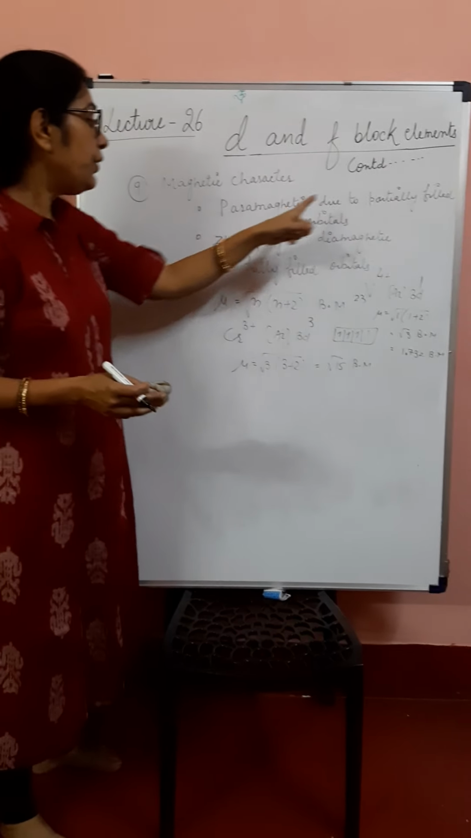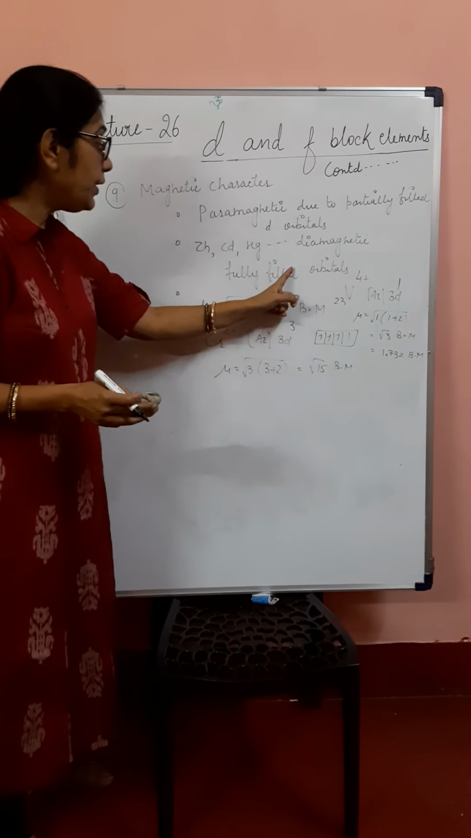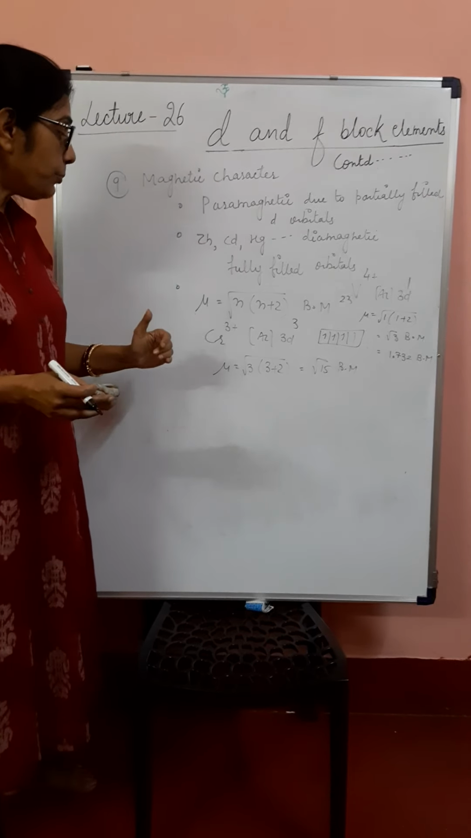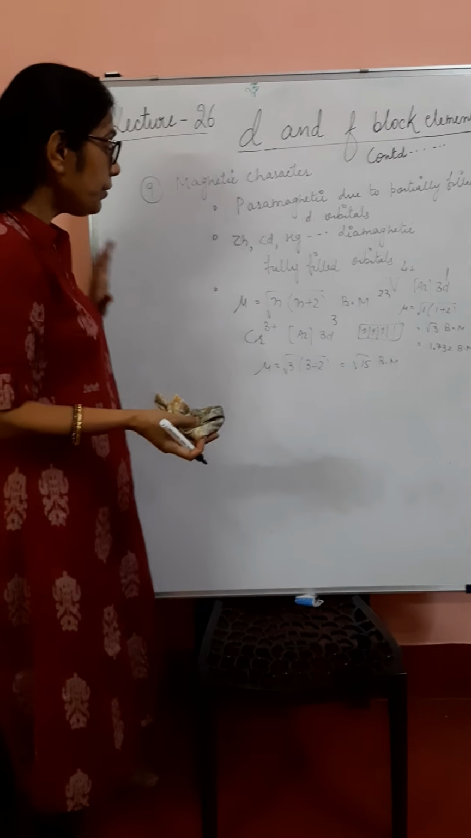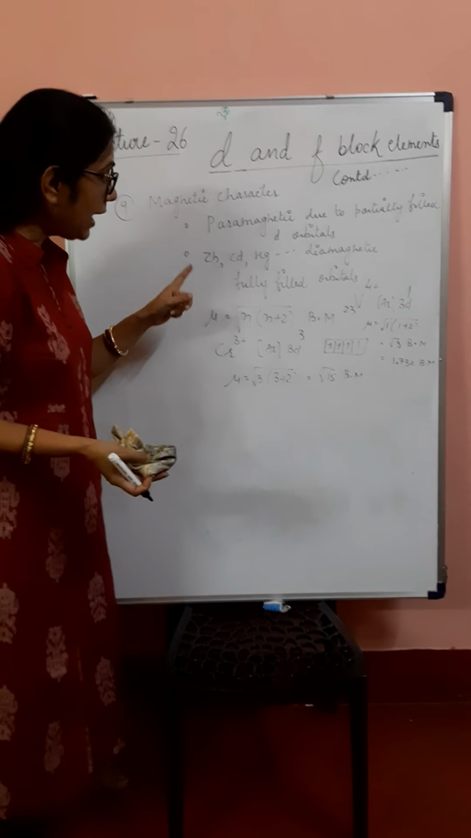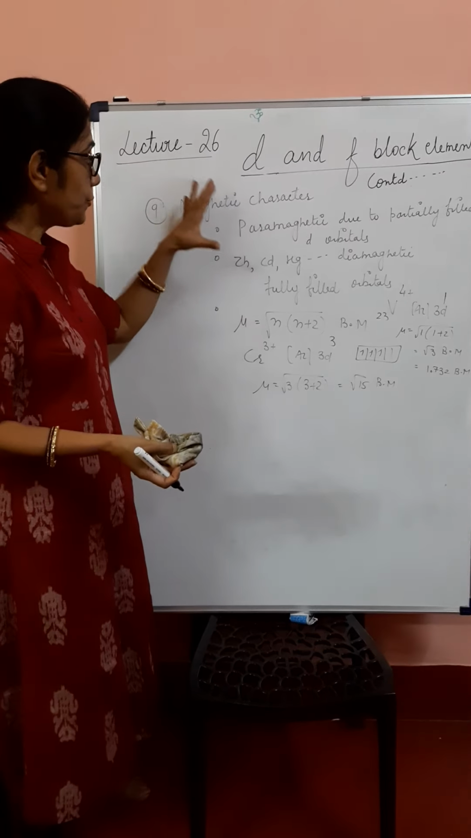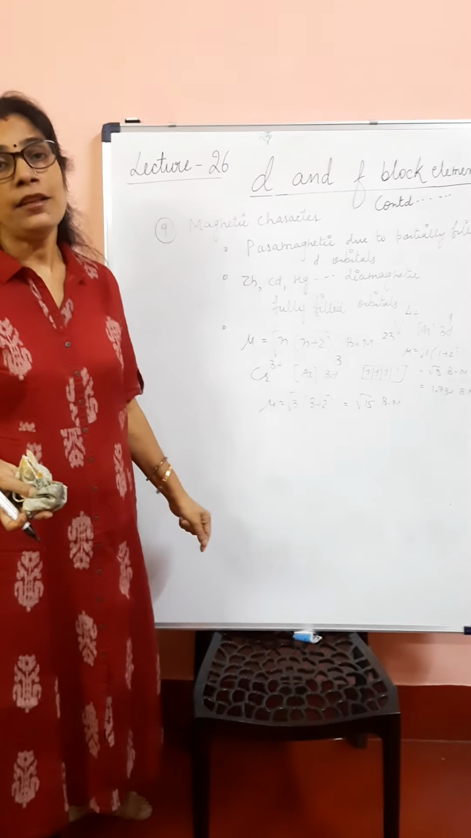Paramagnetic: partially filled d orbitals. Exceptions are zinc, cadmium and mercury. They have mu equal to 0, because if you put it in this formula, as they have no unpaired electrons, naturally mu will be equal to 0. And how do we calculate their magnetic moment? By using this formula. So these three are the important points related to their magnetic properties.